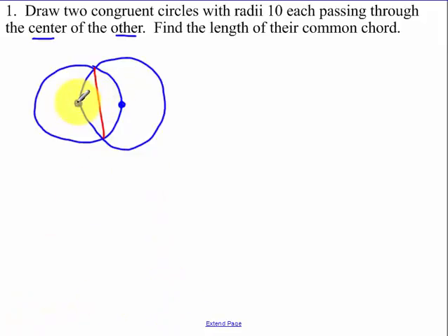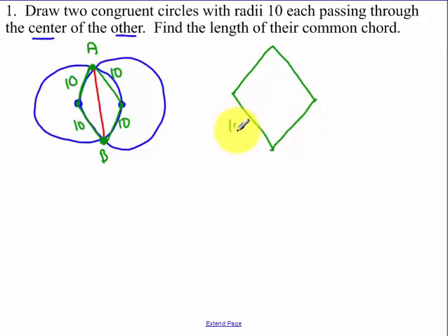Let's look at this. From our center to a point on our circle, which I'm going to call point A, and I'm going to pull this one down here, B, that's going to be 10 units, because our circles each have a radii of 10. So from our center to a point on the circle is 10. So let's look at that. We have a rhombus here, where this is 10, this is 10, this is 10, this is 10. I'm looking for this common chord, AB.